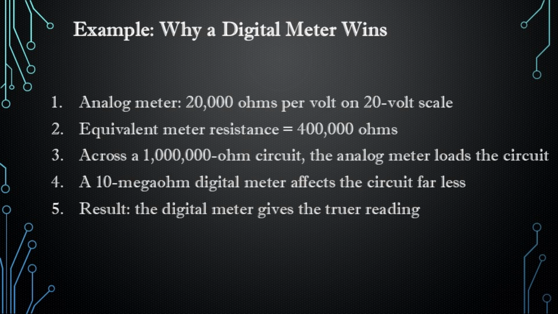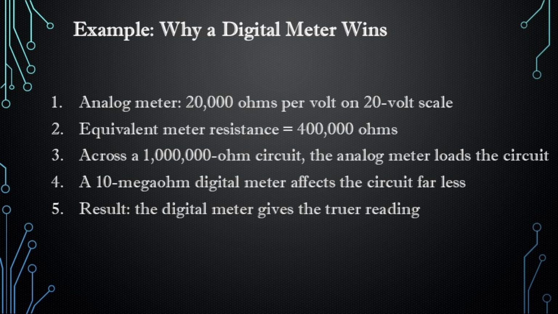Slide 8, example, why a digital meter wins now. Let's put some numbers to that concept. Suppose we have an analog meter rated at 20,000 ohms per volt, and we are using it on the 20 volt scale. That gives us an effective meter resistance of 400,000 ohms. Now imagine we are measuring across a 1 million ohm portion of a circuit. In that situation, the analog meter is now a significant part of the circuit. It loads the circuit enough to change the reading. Now compare that to a digital meter with an input impedance of 10 mega ohms.